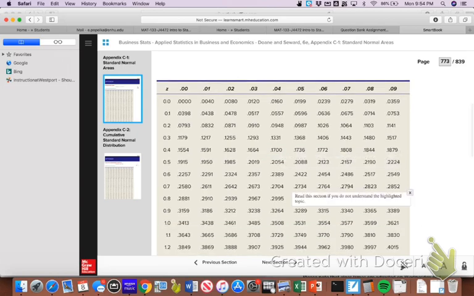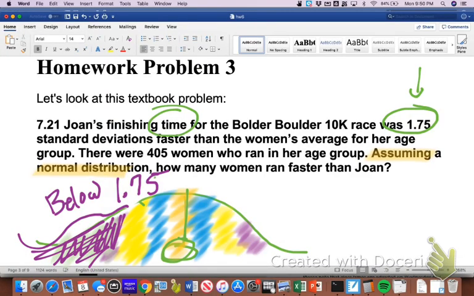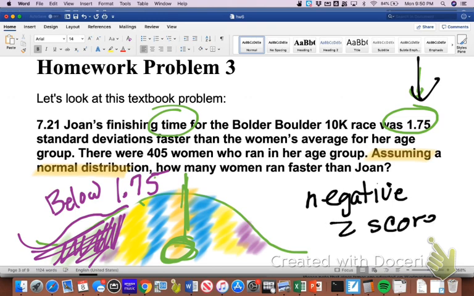So what do I mean by that? First of all, Joan was already below the average, right? Because here's the average here in the middle, and she was below the average. So when you're below average and you have your 1.75 standard deviations, that's what we call a negative z-score. And we call it a negative z-score because her z-score was 1.75 standard deviations below. So the z-score I'm going to look for in that chart is negative 1.75.